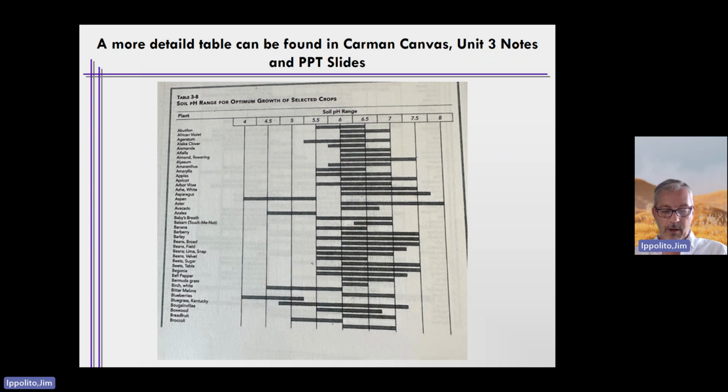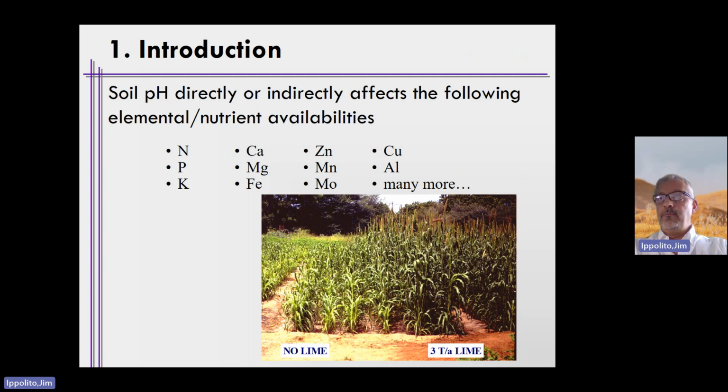It's 4 pages long and represents the range of pH values that these particular crops like to grow within. I just present it to you for your own information. I want you to know that it is posted online, just in case you want to look at it. I'm not going to test you on it. So let me give you an introduction to this unit.